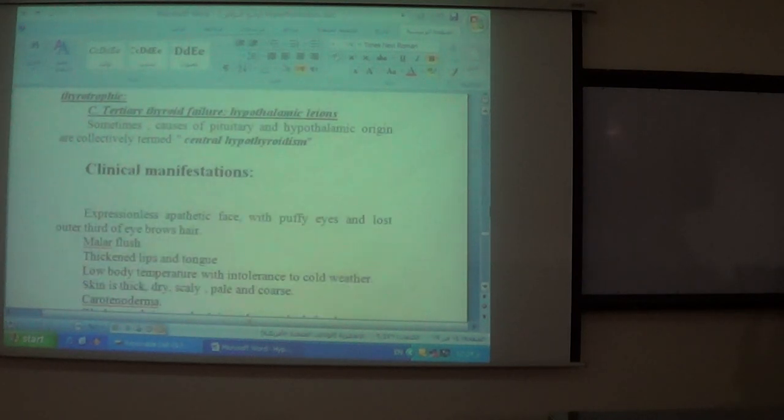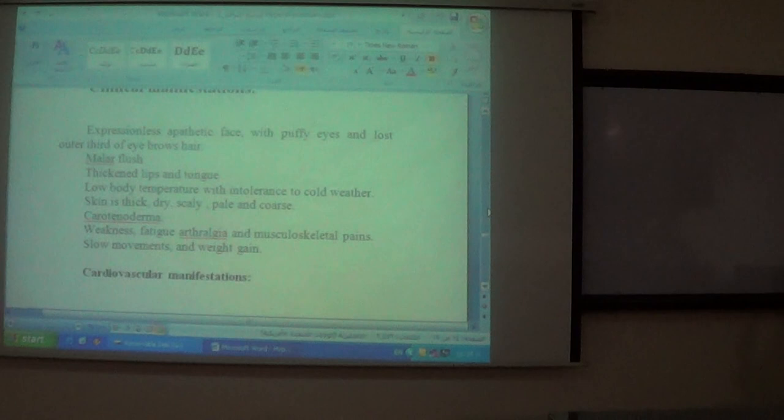Clinical manifestations of adult hypothyroidism include the following. As you know, thyroxine is a metabolic stimulant. General metabolism of the body is stimulated by thyroxine. The metabolic rate of all tissues is dependent on thyroxine. So when thyroxine is low, all metabolic processes are decreased. And this is reflected on clinical examination, as you will see.